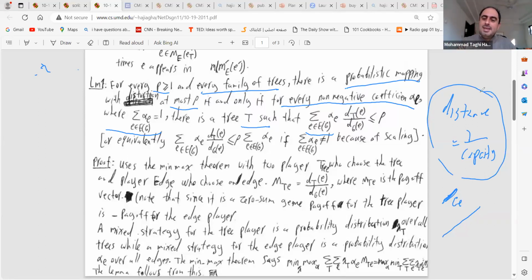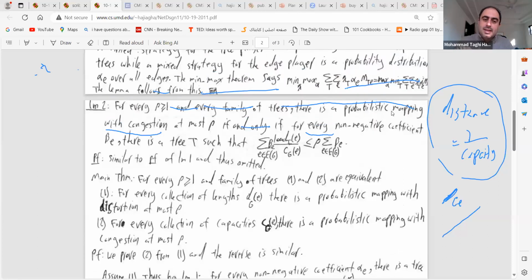Now, he proves this: for every p greater than 1 and a family of trees, there is a probabilistic embedding if and only if we have this property. For every coefficient alpha e, there is a tree such that the expected distortion is at most rho. He shows, so this is the proof. You can read the proof here.